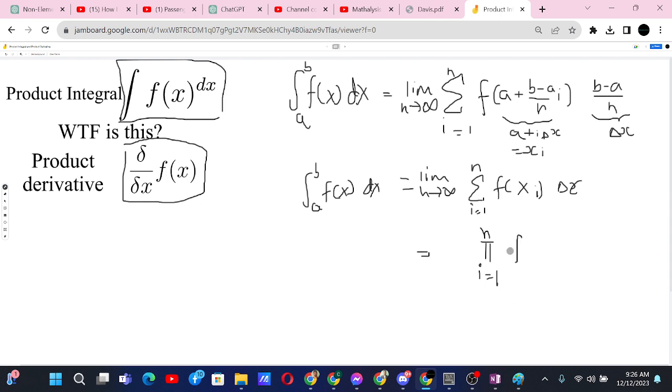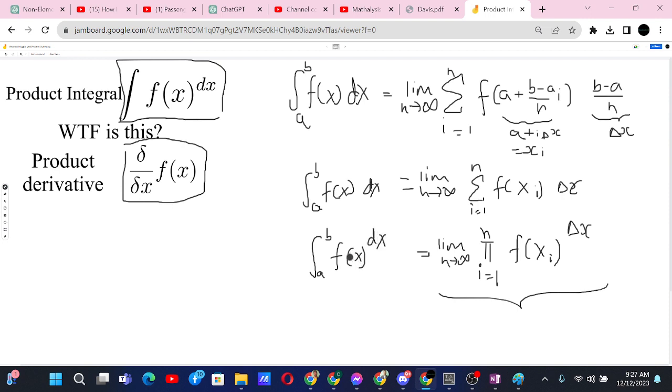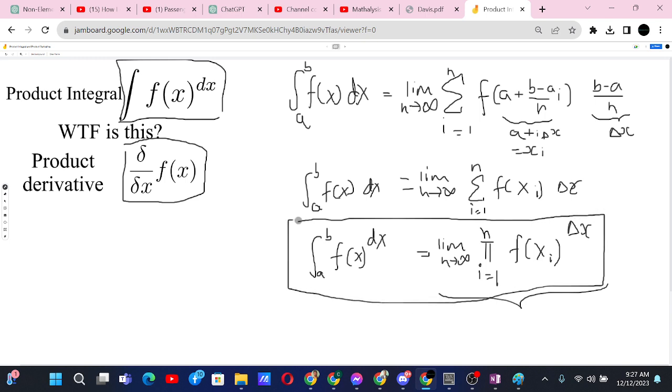So this product of f of xi to the power delta x will go to an exponent when the limit n tends to infinity. For this expression, we begin calling it a product integral, where we have f of x to the power dx. Okay, so we made this definition. But now, how do we evaluate any product integral, such as the integral from a to b of x to the power dx? How do we evaluate this?